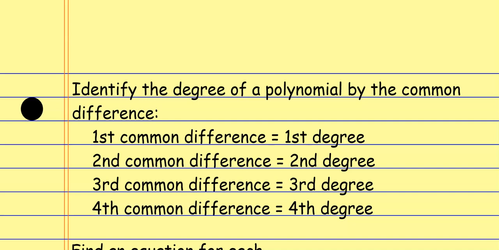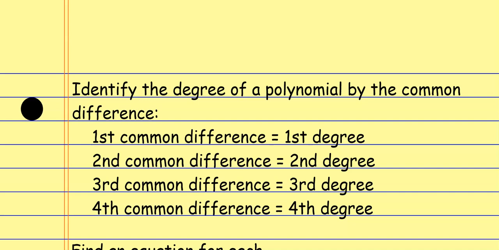And if on the first try, when I look at one y value to the next, I get the same value being added each time, it means it's a first degree polynomial because I got the common difference on the first try. That's what the common difference is, what I'm adding each time, okay? Now, if what I'm adding each time is not the same, then I do that process again using the differences that I just came up with.